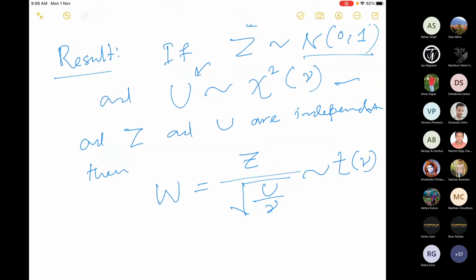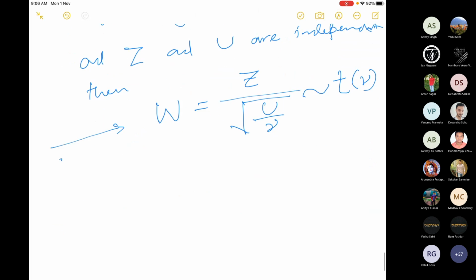So you have two samples here, U and Z. Z is standard normal and U is chi-square with nu degrees of freedom. And this is a statistic now, W, and this statistic has t distribution with nu degrees of freedom. I'm not proving it, but this is the result. You can easily prove this, that's why I'm not proving it.